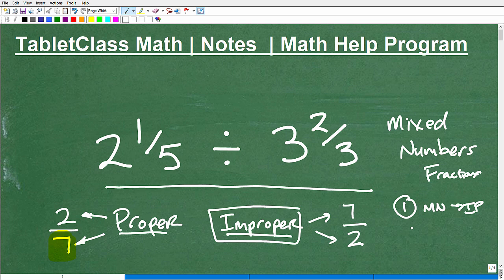That's not that difficult. I'm going to show you this here in a second. And then the second thing is we just need to know how to divide fractions. What are the steps to divide fractions? So we're going to tackle this problem in just one second.